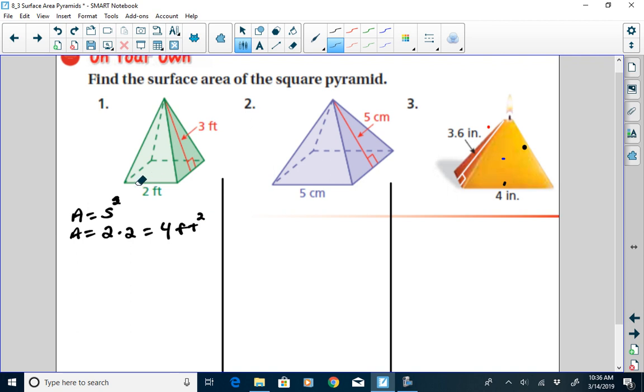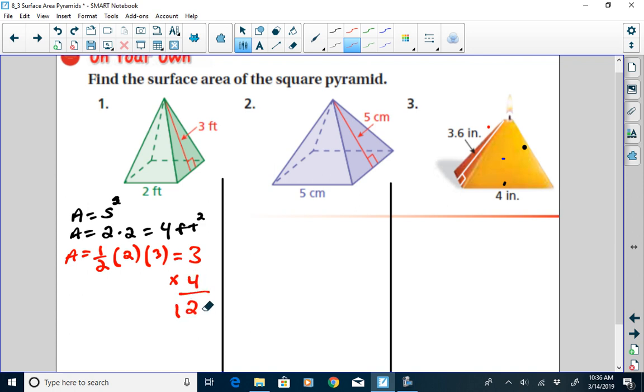But then we have 4 triangles, and each of those triangles has a base of 2 and a height of 3. So we have the area of the triangle is going to be equal to 1/2 of the base is 2, the height is 3. So 3 times 2 is 6. 1/2 of 6 is equal to 3. But there are 4 of those faces, right? 1, 2, 3, and 4. There are 4 triangular faces. So instead of doing that calculation 4 times, I'm just going to multiply that area by 4.